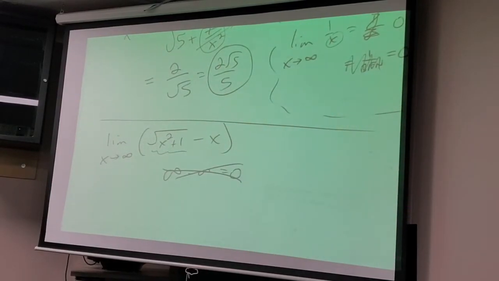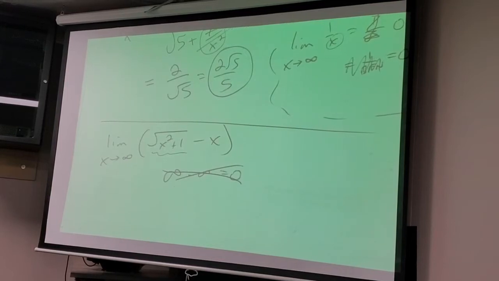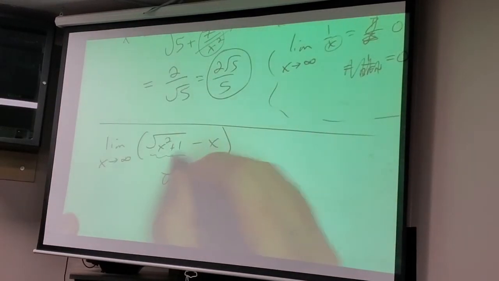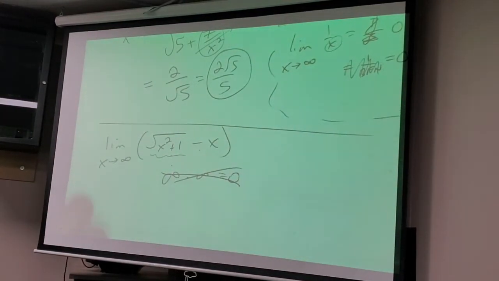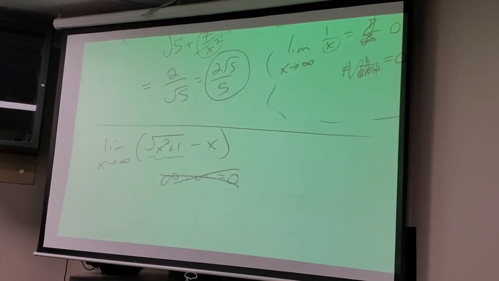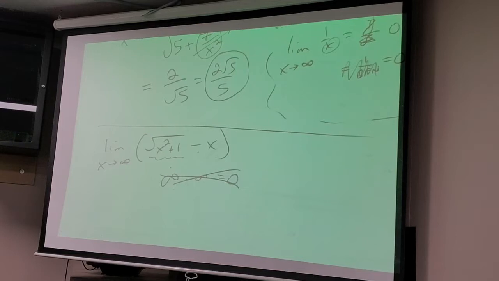The 1 means nothing when x gets really big. You guys sort of with me? Okay. So this is basically like x when x gets really big. x minus x is 0, so it is approaching 0. They do both go to infinity at the same rate, so they're constantly canceling each other out for the most part.